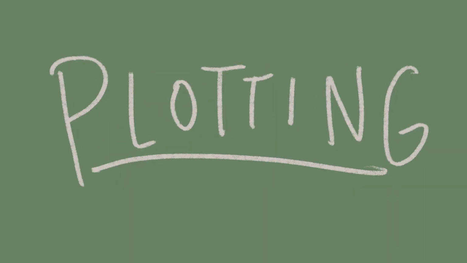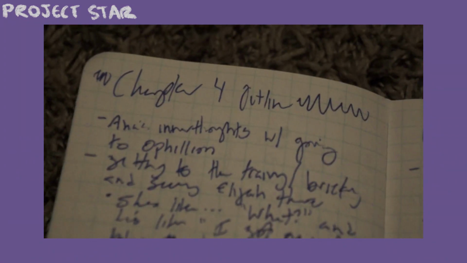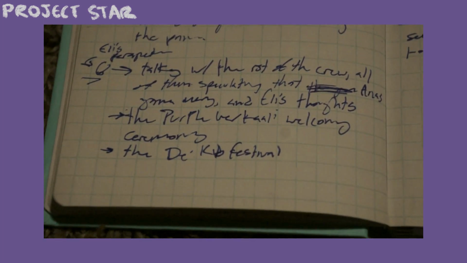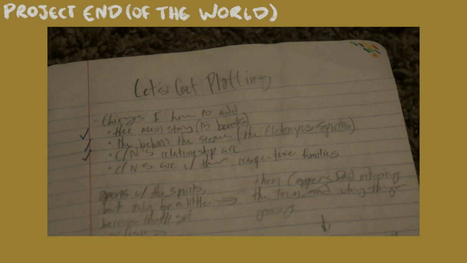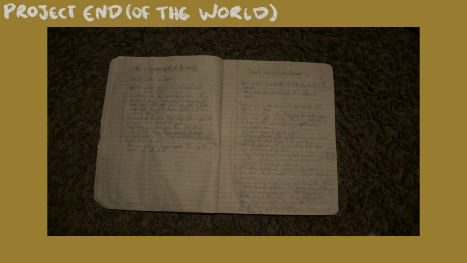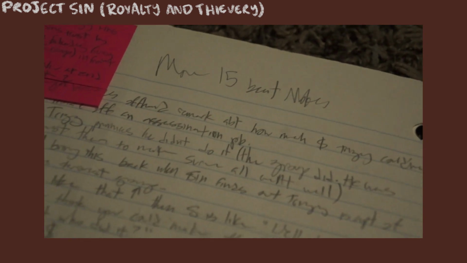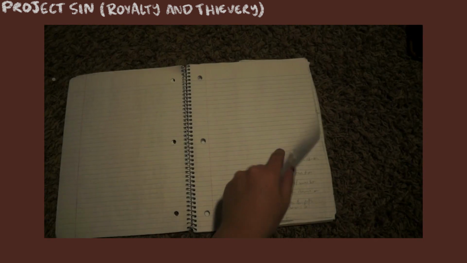Then we have plotting. So this usually happens on cards, but lately I've been using less and less cards for outlines, like my NaNoWriMo project, which I'm basically pantsing right now. So for the most part, there's no plotting in these notebooks except for those newer projects, like my sci-fi project Star.